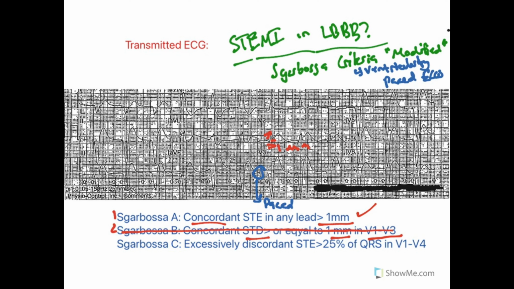And let's take a look at Sgarbossa C. Excessively discordant ST elevation, more than 25% of the QRS in V1 through V4. Take a look at this lead here. You can see our QRS is going down, and you can see that our J point is right here. And that is a lot of ST elevation. That has got to be more than 25%. So we can see that it actually meets this criteria. It's important to note, however, that you only have to meet one of these criteria for your left bundle or ventricularly paced EKG to meet the Sgarbossa criteria. So this is clearly a STEMI.